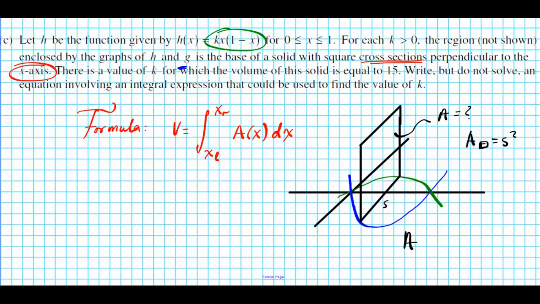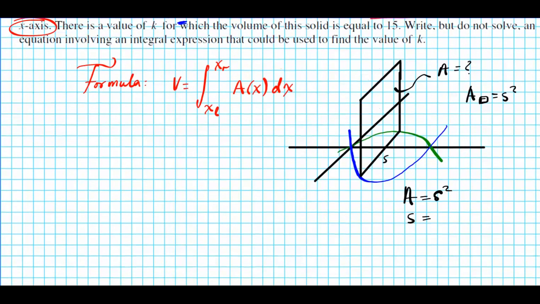So area is s squared, but s is the length of this base right here, which is the top function minus the bottom function. So s is simply going to be the top function. Do you remember what that is? That's the h of x function, right? And then the bottom function is the g of x function. So s is the difference between these two functions. So it's basically h of x minus g of x.